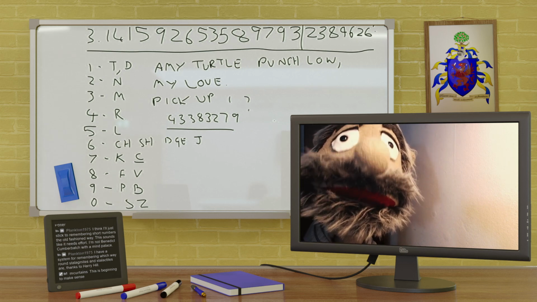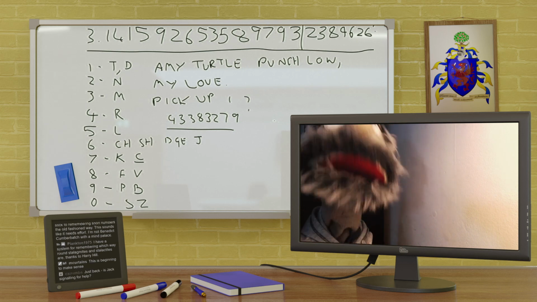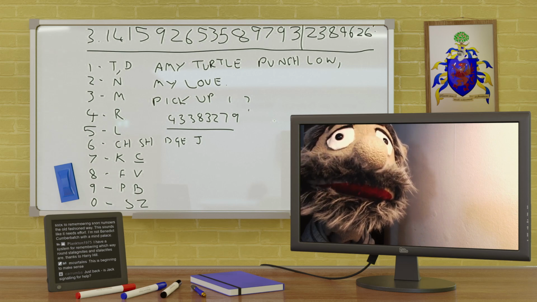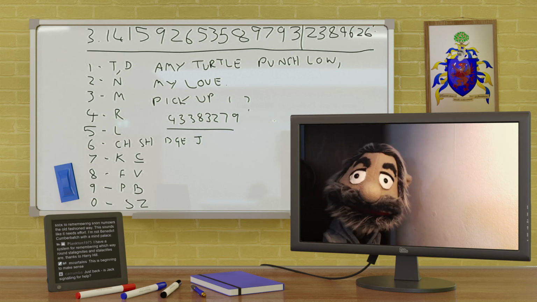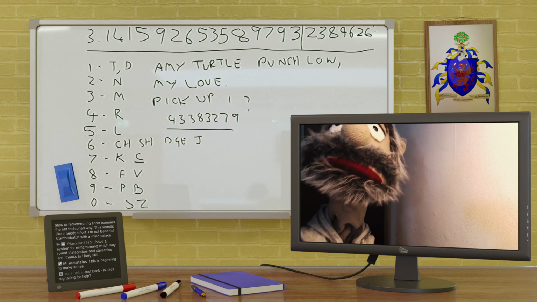But that's basically how you do it. This is beginning to make sense. Hurrah! Just back. Is Jack signalling for help? I think I'm having some sort of breakdown. I think that's what's happening.